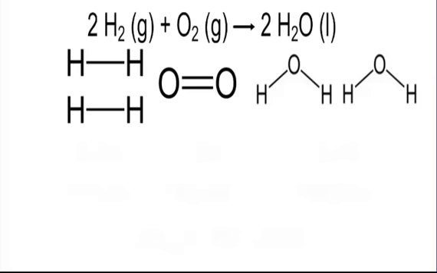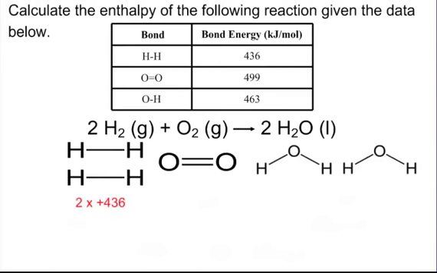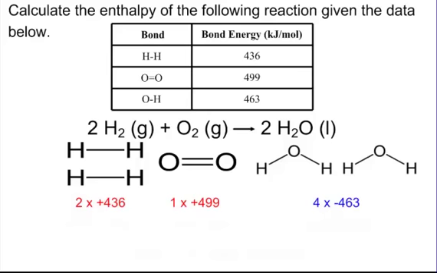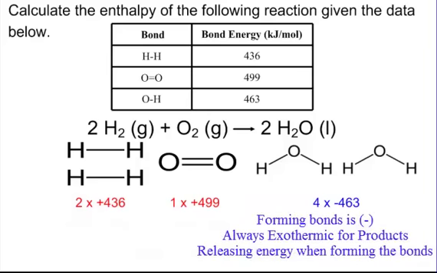So what are we going to do? We are going to multiply 436 by 2, because we're going to break both of these hydrogen to hydrogen single bonds. How many oxygen to oxygen double bonds are we going to break? We're going to break 1. Again, that's positive energy. You're putting in that energy to break those bonds. On your product side, we're going to multiply by 4 because we're actually going to form 4 OH bonds. And it'll be negative because it will release heat when we form those bonds.